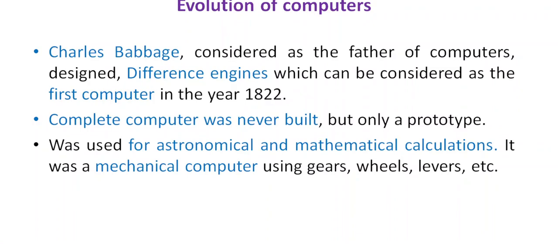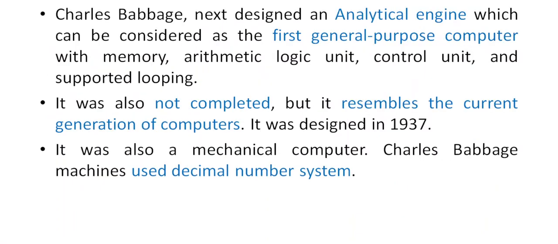The computer was never built actually, it was only a prototype, and it was used for astronomical and mathematical calculations. It was basically a mechanical computer. Difference engine and analytical engine both are mechanical computers, in the sense that they used gears, wheels, and levers, not current. They are not electronic devices. They didn't use transistors, vacuum tubes, etc. You can see gears, wheels, and levers in any mechanical device, including your motorbike. So the first one was the difference engine, then the analytical engine.